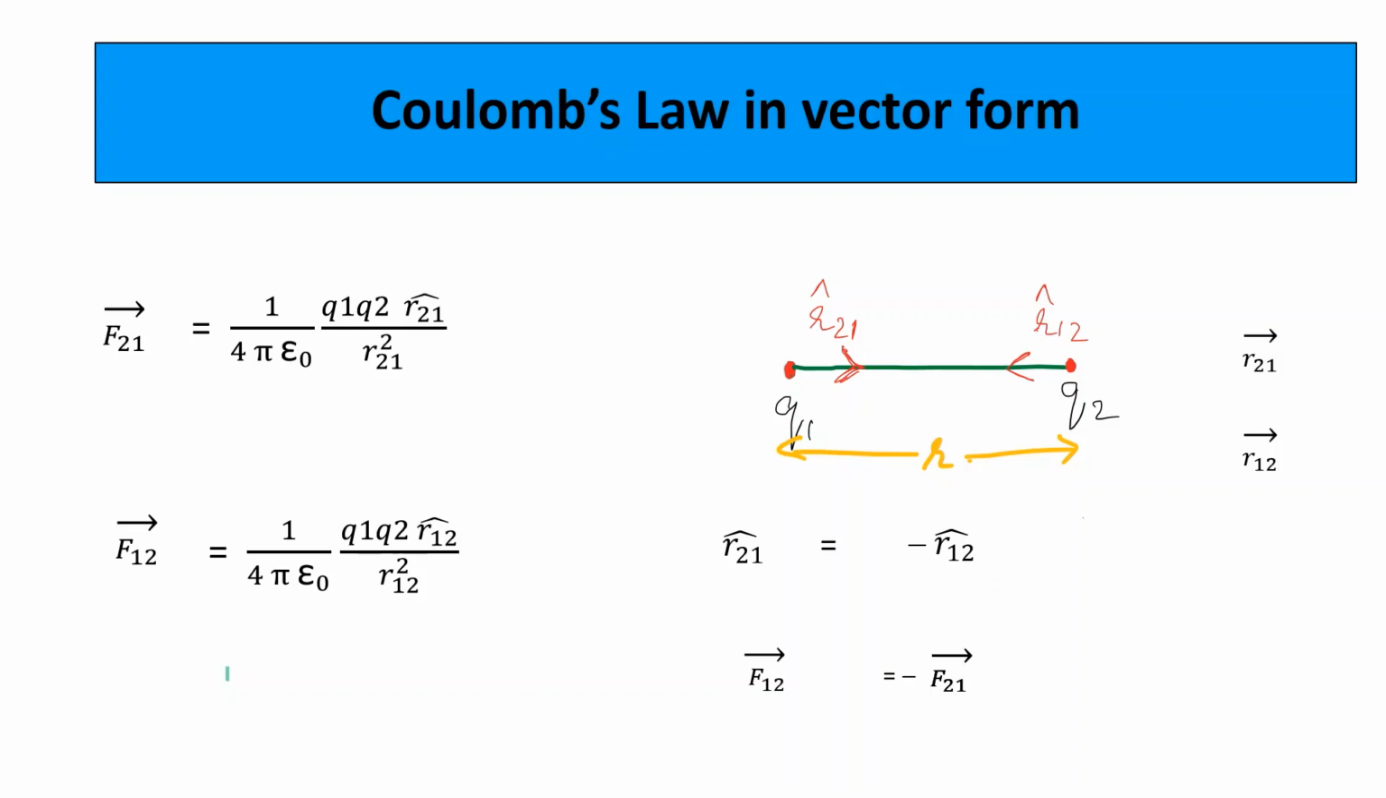We know Newton's third law of motion: for every action, there is an equal and opposite reaction. This Coulomb's law is also agreeing with that, F12 is equal to minus F21.